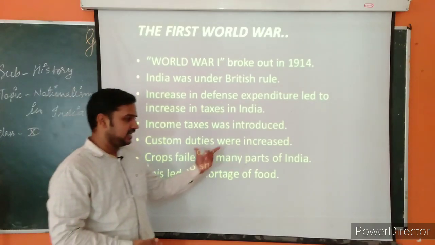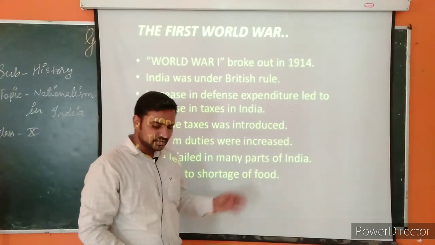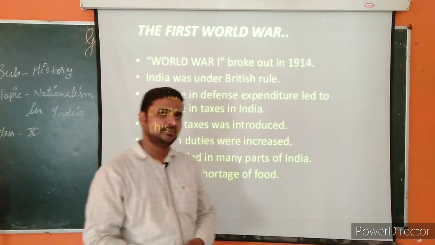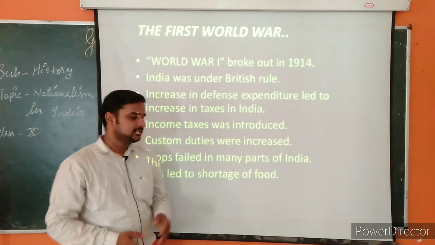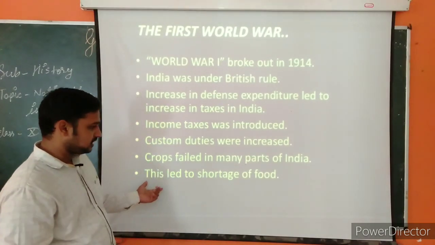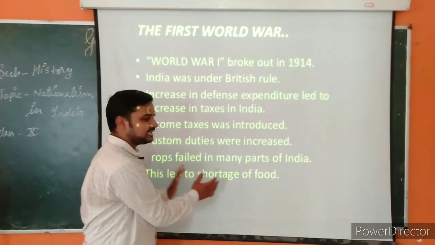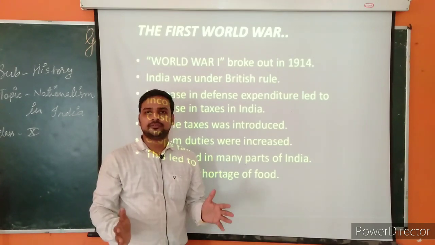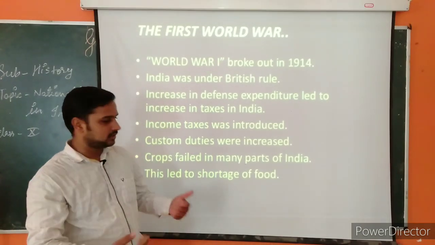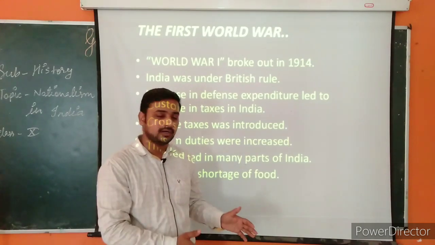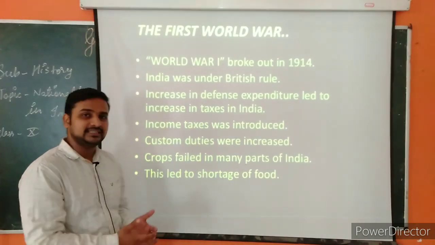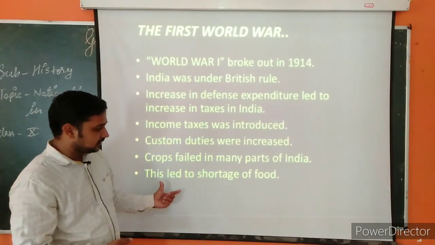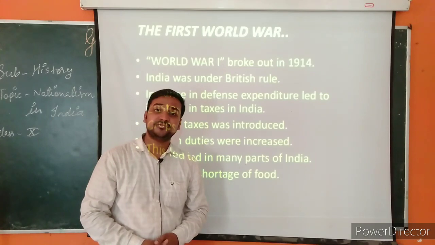Then crops failed in many parts of India. In that particular year, 1914, because of drought and malnutrition, many people died. That was also a horrific situation, and because of all these reasons, this led to a shortage of food. If we are not producing crops, and because of drought all the planning of the government failed, many people died because of starvation.